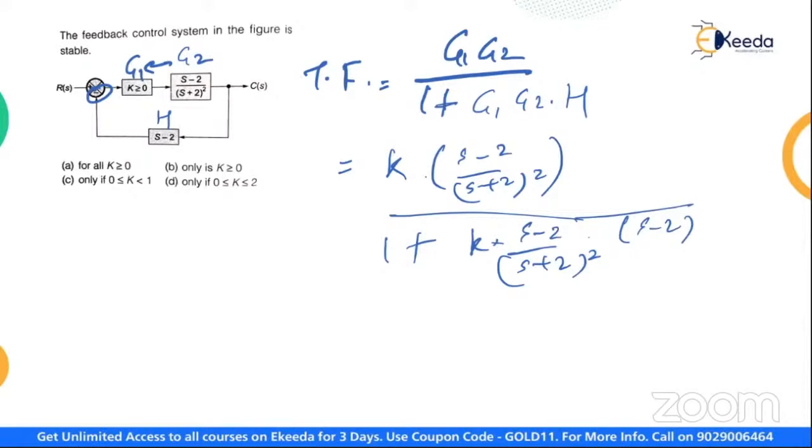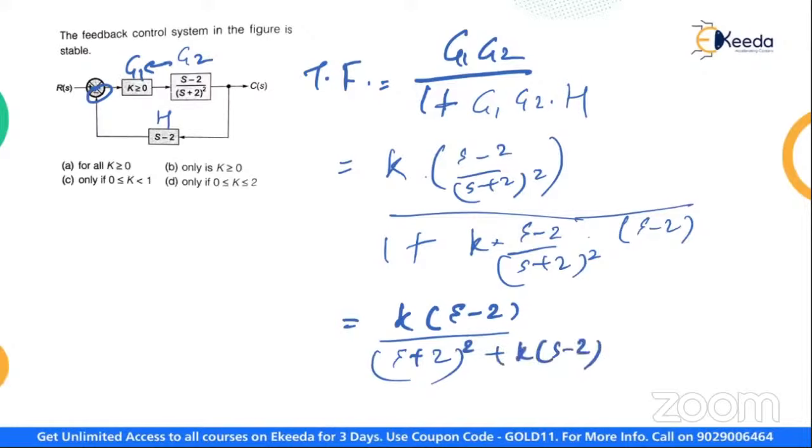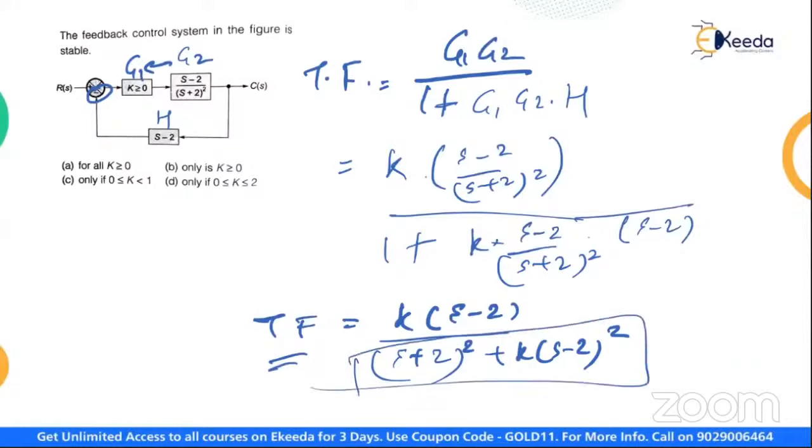Yes. Now, after that, what do you have? Now, let us simply try to solve this further. So, this is nothing but equal to what, sir? K into S minus 2 upon S plus 2 the whole squared plus K into S minus 2 the whole squared. Is that correct? So, if you want the characteristic equation, since this is the overall transfer function, you only need the characteristic equation. So, what is that equation? If you equate this to 0, whatever equation you get will be your characteristic equation. Is it right? See, this is going to be your characteristic equation.